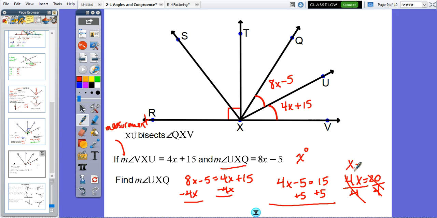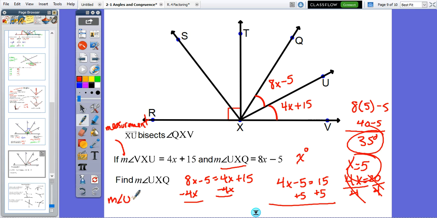That gives us x equals 5. Is that our answer, y'all? No. Remember, that's an answer, but not that answer. They tell us x is 5, but the question was, what is UXQ? So we're going to substitute that in. We're going to have 8 times 5 minus 5. So we got 40 minus 5. We end up getting 35 degrees. That's our answer. So the measurement of angle UXQ equals 35 degrees.